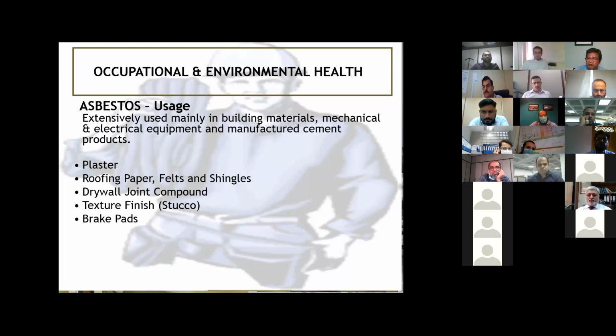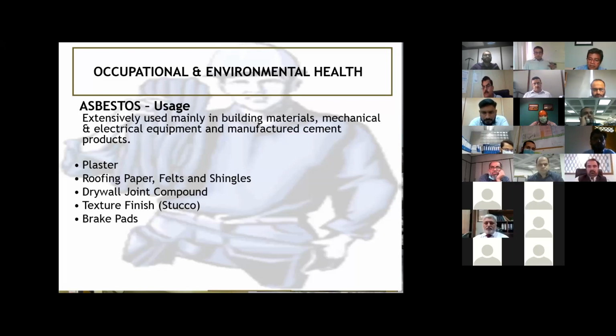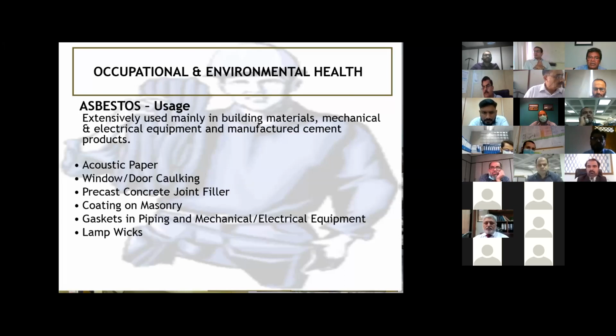Texture or stucco finish that contains asbestos. Brake pads in our cars, that's definitely in Pakistan also, that would have asbestos. Not the new cars, but old cars with brake pads. Asbestos was definitely used in those brake pads. Acoustic paper, it's normally in our lecture rooms, behind wood panels or behind fiberglass panels. So just to reduce the echo from the professor or the lecture rooms.